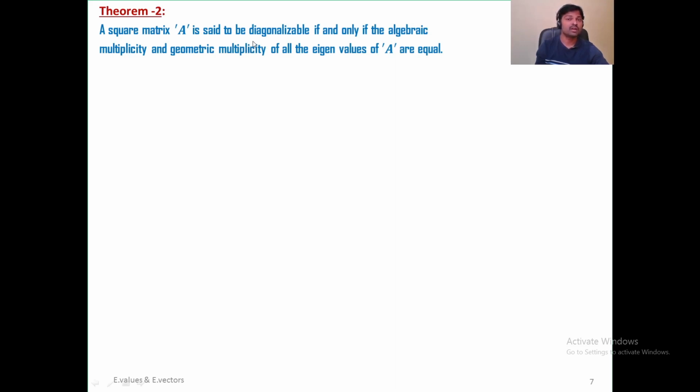If the eigenvalues are repeating, how to decide? You look at the eigenvalues and find the geometric multiplicities and algebraic multiplicities of all the eigenvalues. If these two are the same for each and every eigenvalue, then the corresponding matrix is diagonalizable. Okay, let's have one problem, then it will be very clear. Problem number 4. Is the matrix diagonalizable?